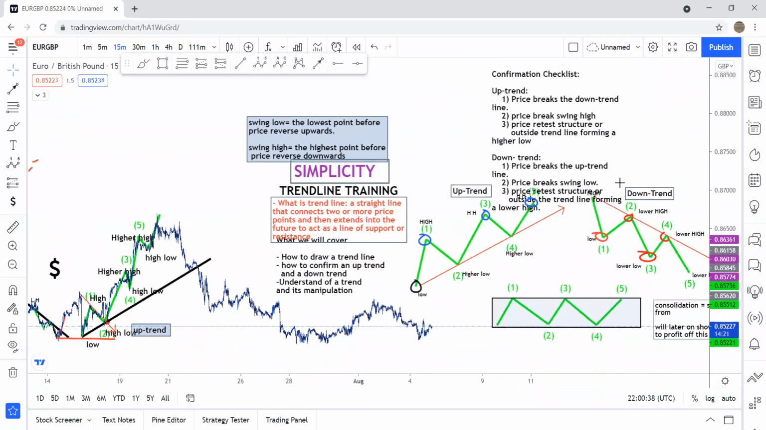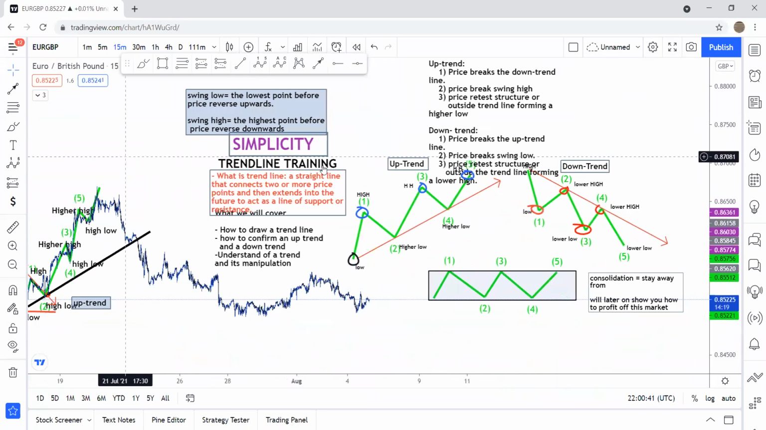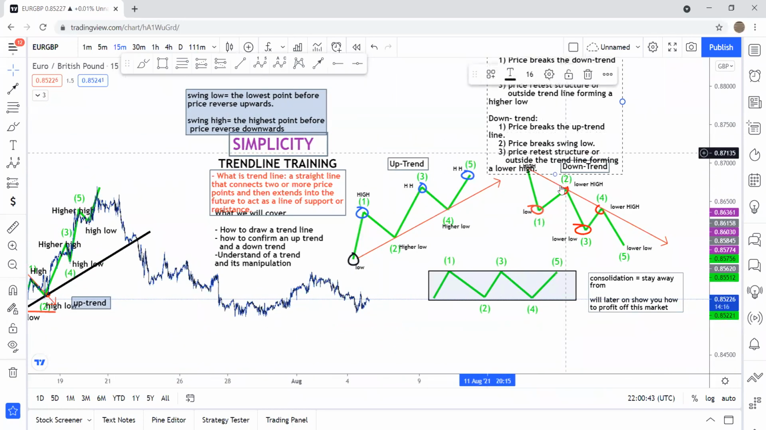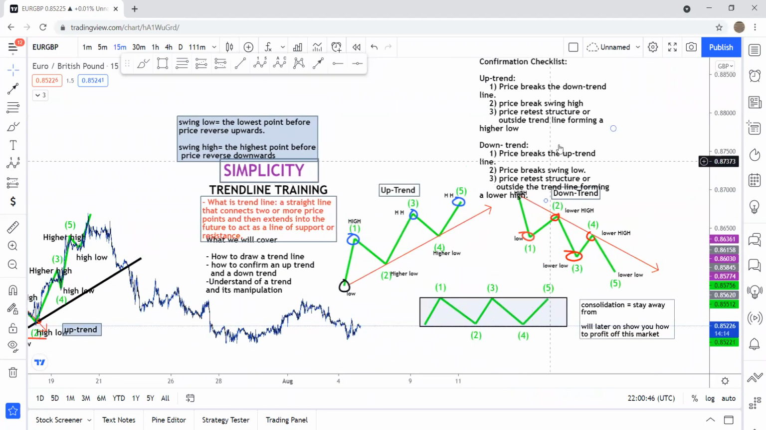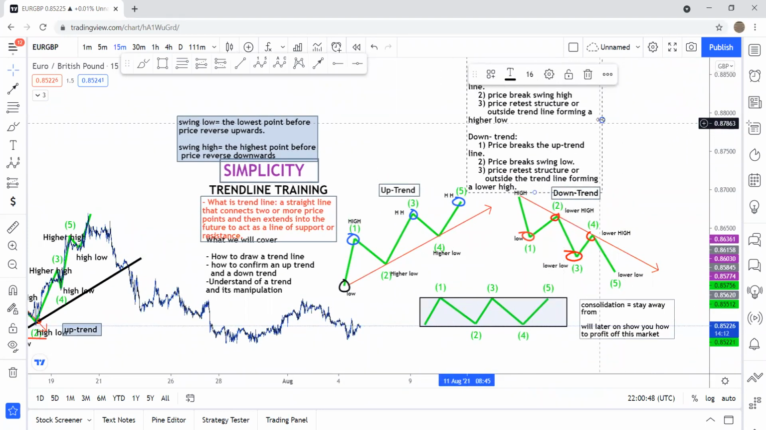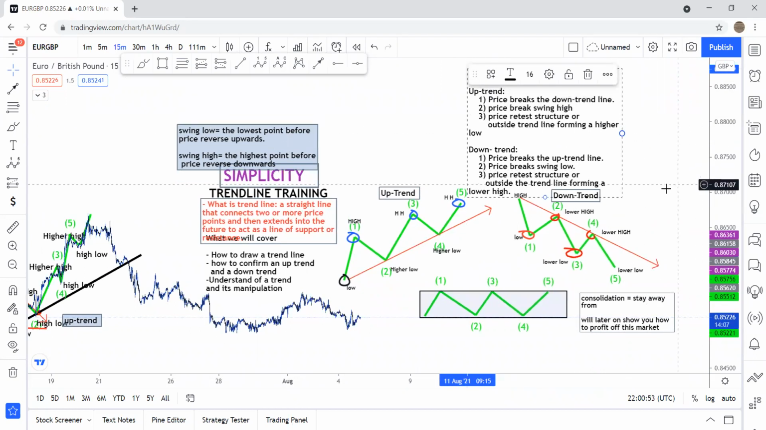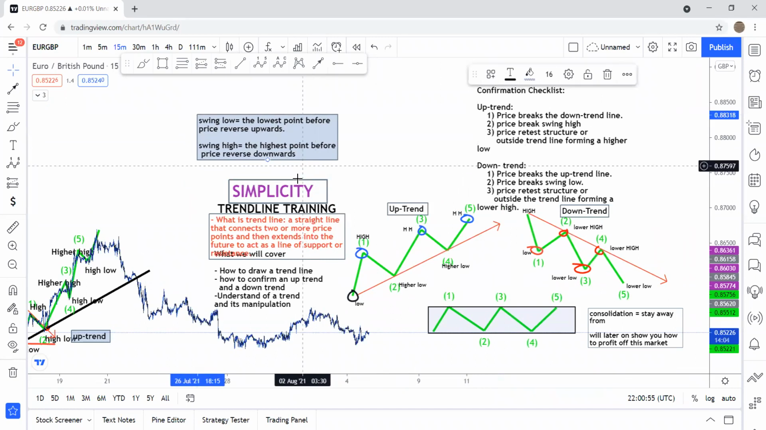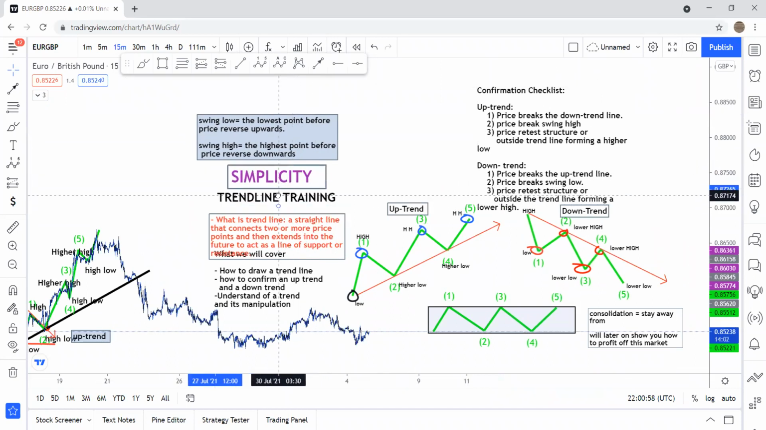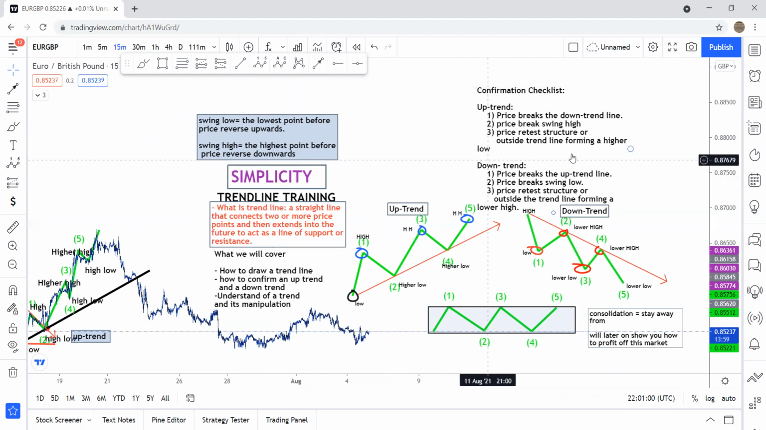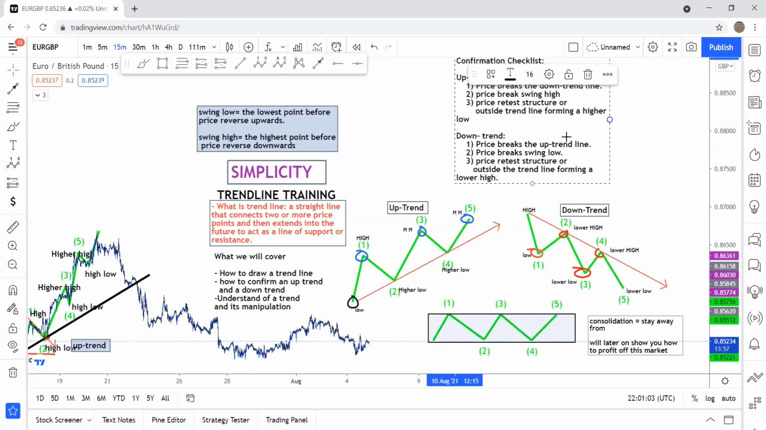Once again, let me just clear this up a little bit. If you guys want a picture of this, feel free to do so. I don't want to cramp everything. Simplicity on the chart. You guys want to take a screenshot? 5, 4, 3, 2, 1.